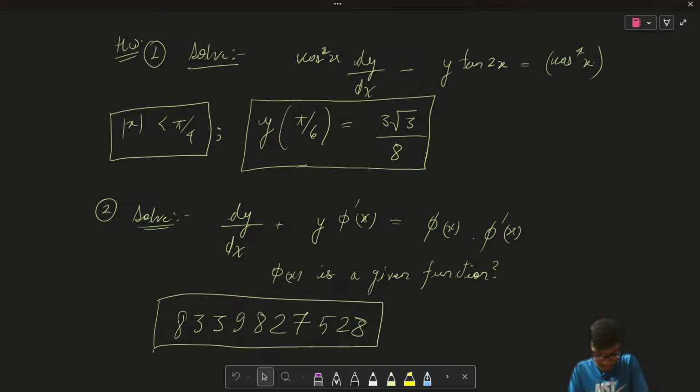Anyone? Any answers? Roshan, hi. Any one of you have tried to solve this question? Anyone? Have you tried to solve these questions? All right.